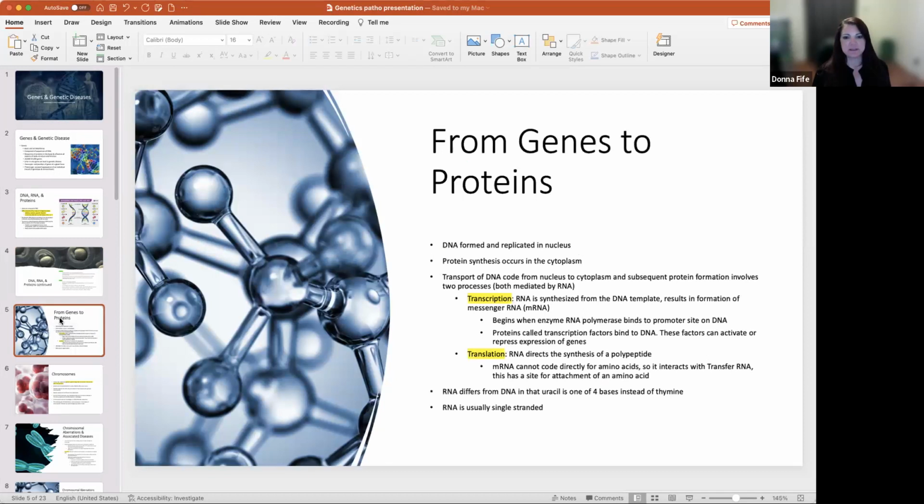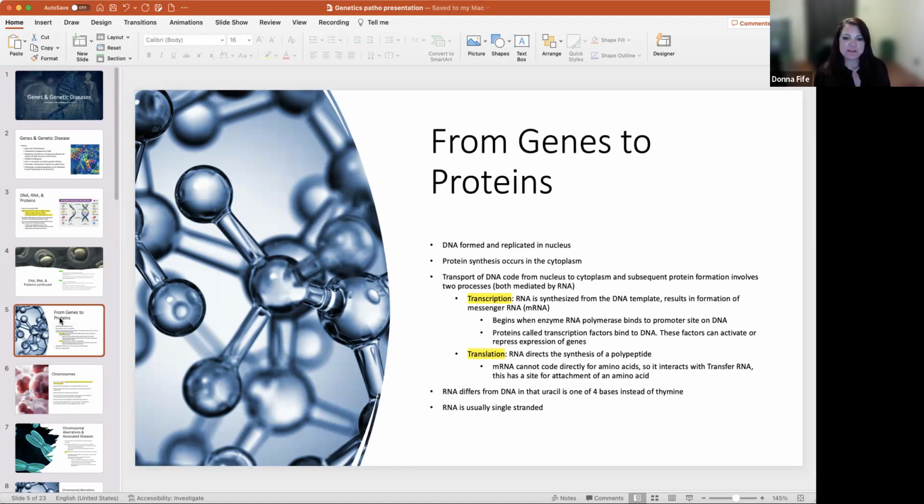From genes to proteins. DNA is formed and replicated in the nucleus. Protein synthesis occurs in the cytoplasm. Transport of DNA code from nucleus to cytoplasm and subsequent protein formation involves 2 processes, both of which are mediated by RNA.